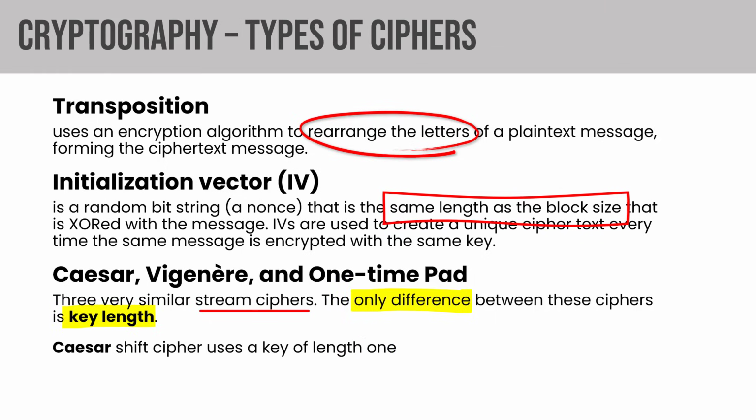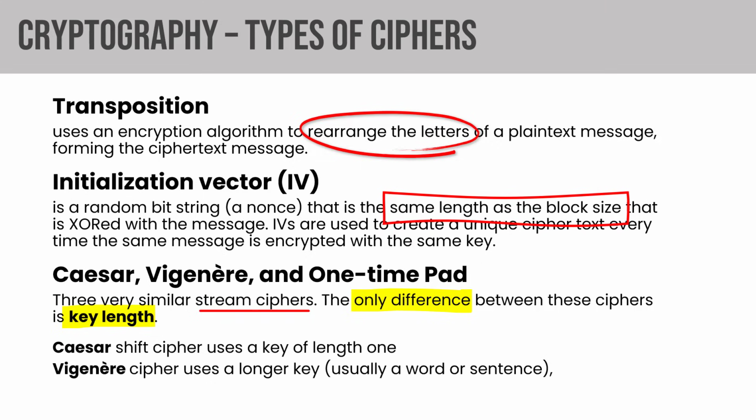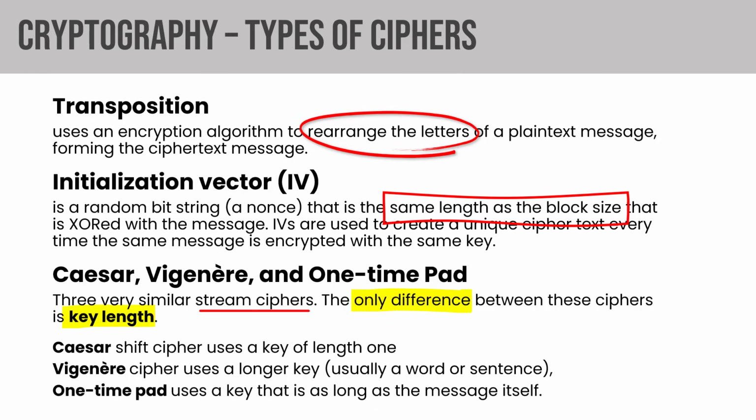So Caesar is going to be a key length of 1. And if you think about Caesar back in the day, he was number 1, so key length of 1, it adds up. The Vigenère cipher uses a longer key. It's usually a word or a sentence. And then the one-time pad uses a key length that's as long as the message itself. So Caesar is 1, Vigenère is a word or a sentence, and the key length in a one-time pad is the same length as the message itself.